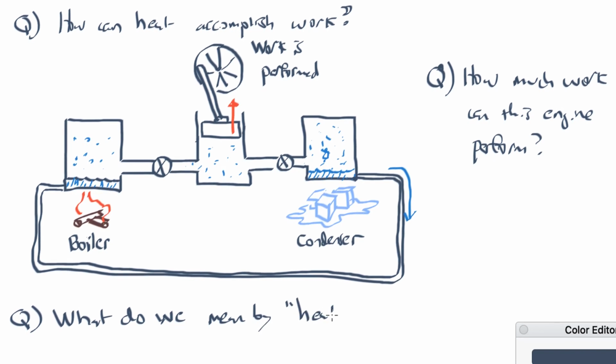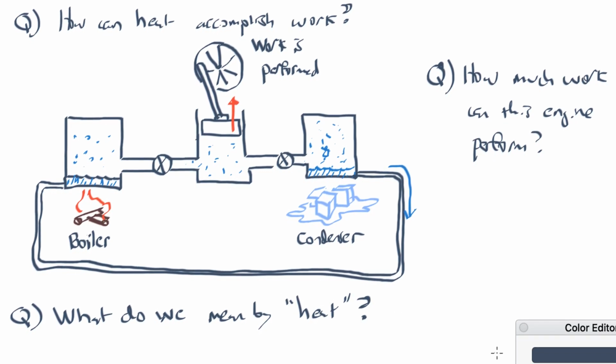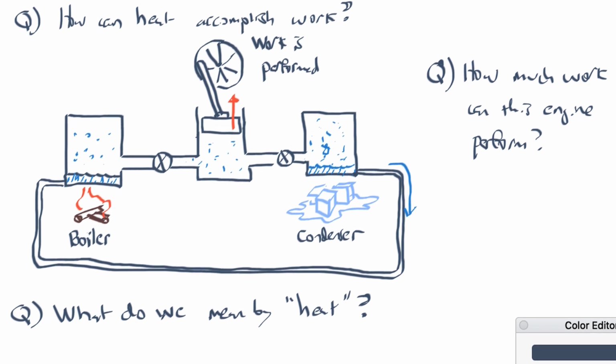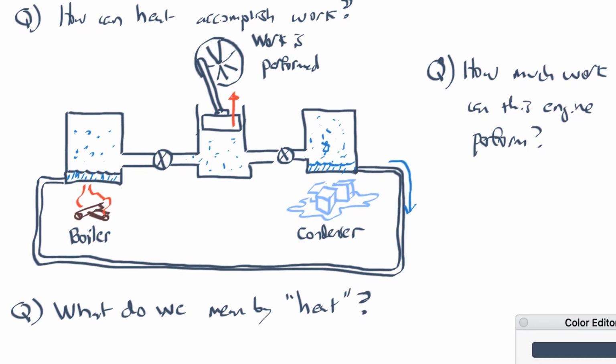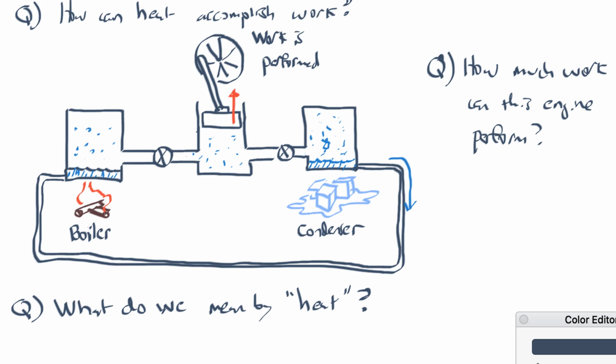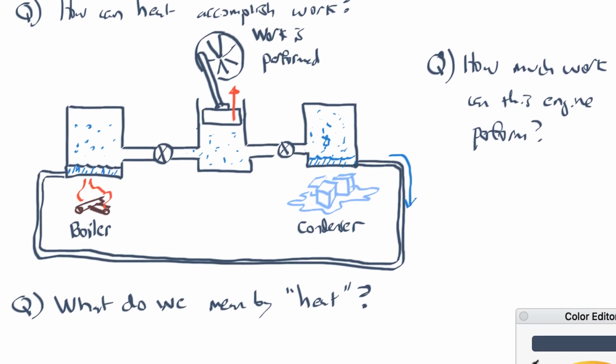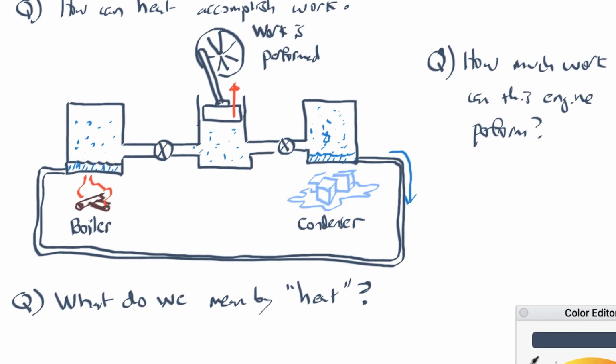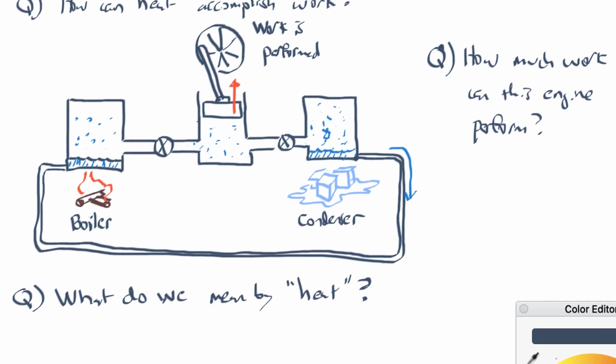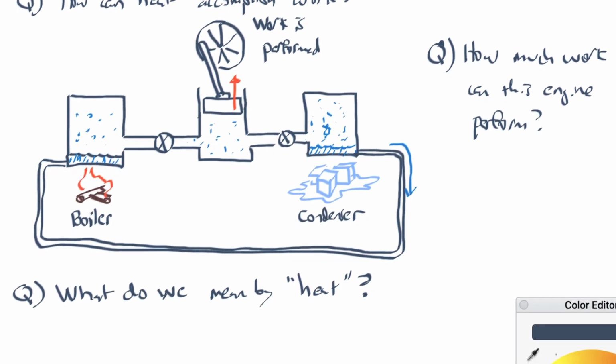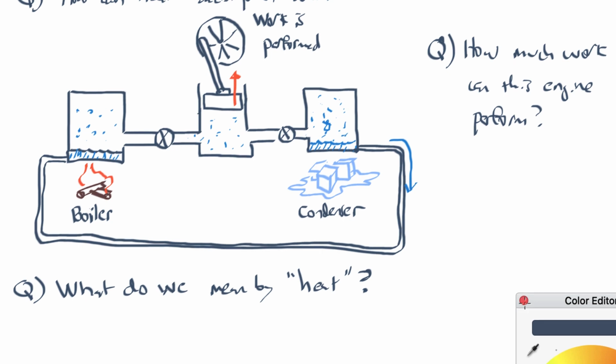So what do we mean by the term heat? If we are going to claim that heat can accomplish work, and the steam engine is an example of this, then what do we mean by the term heat? So what I want to do is review, along with Helmholtz, the old theory of heat, which is called the caloric theory of heat, and then the new theory of heat, which is called the mechanical theory of heat.